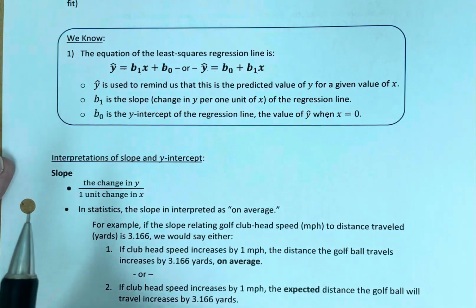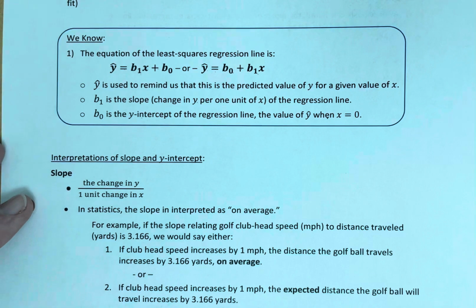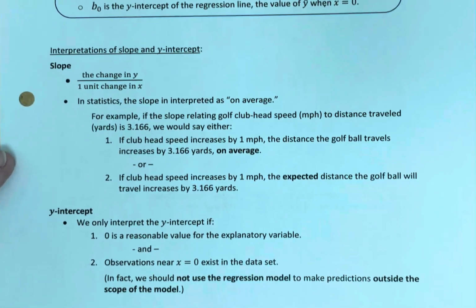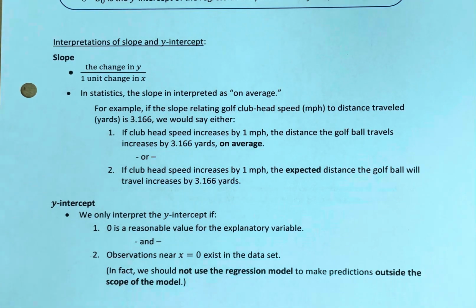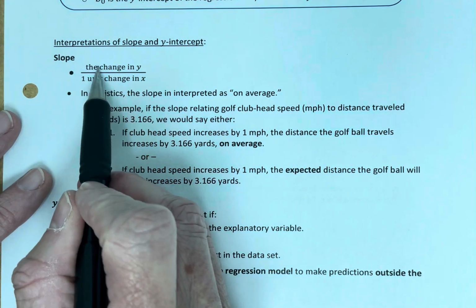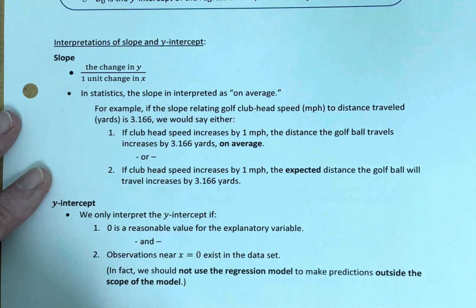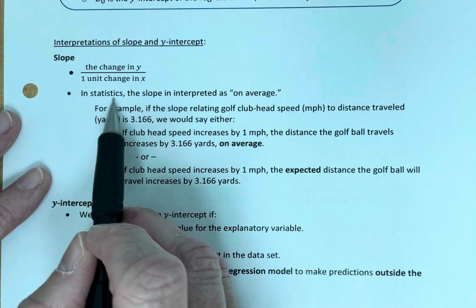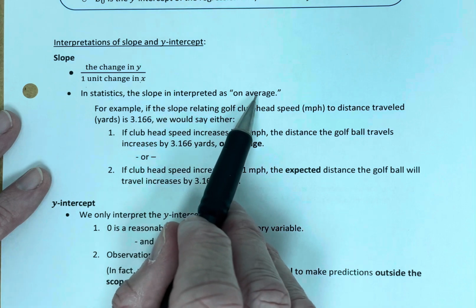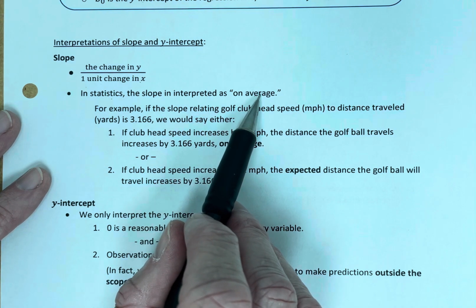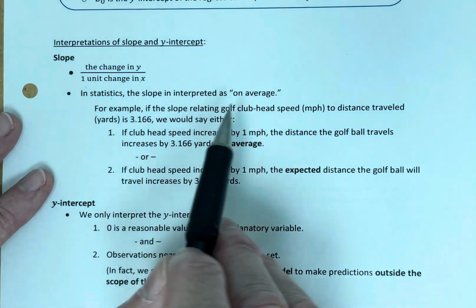Again, take you back a little bit to your algebra days, working with lines and the equation y equals mx plus b. Let's talk about how we interpret the slope and y-intercept in statistics. The slope is the change in y per 1 unit change in x. In statistics, the slope is interpreted as on average. Again, statistics is never about precise, and when it comes to the slope, we're talking about on average.